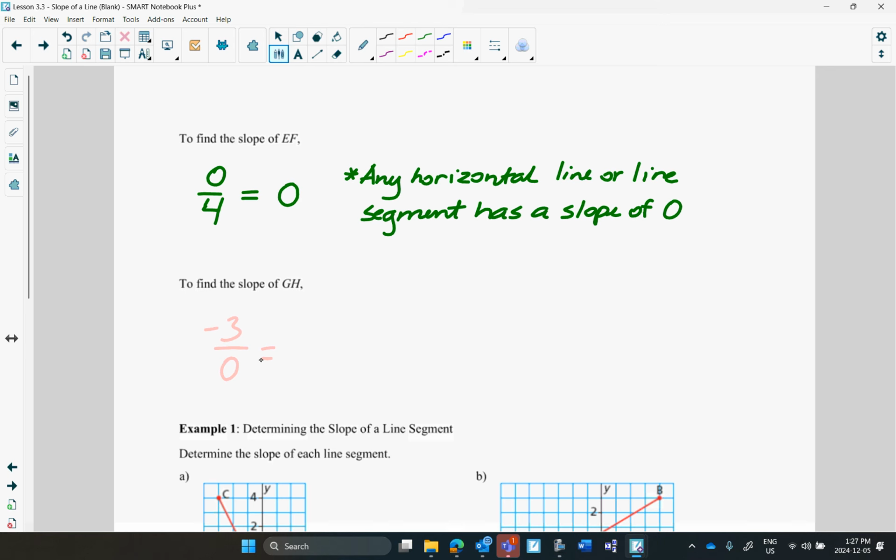But what about dividing by 0? Undefined. You cannot divide by 0. Friends, do not let friends divide by 0. So any vertical line or line segment has an undefined slope.